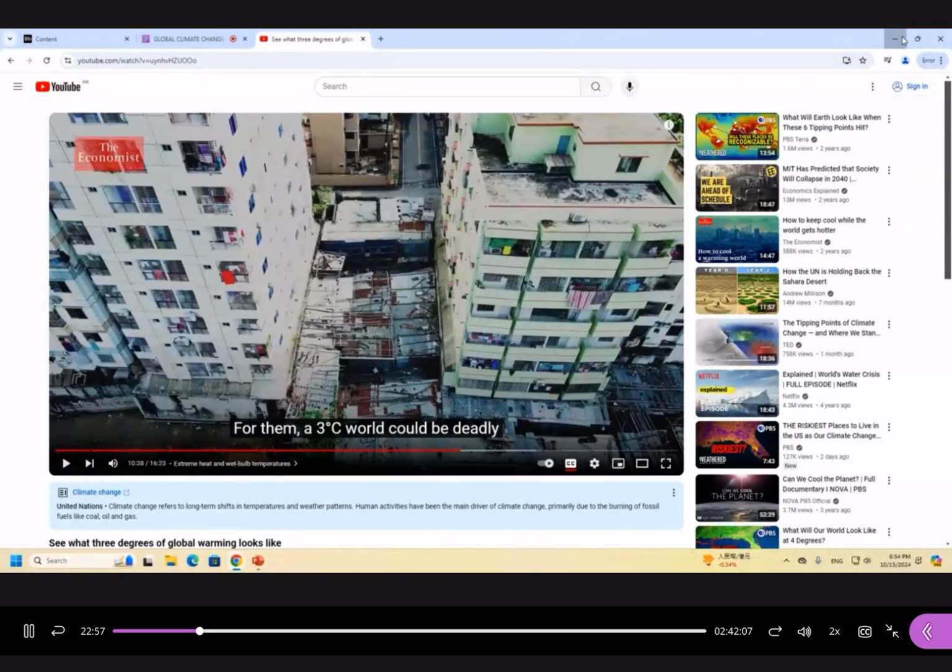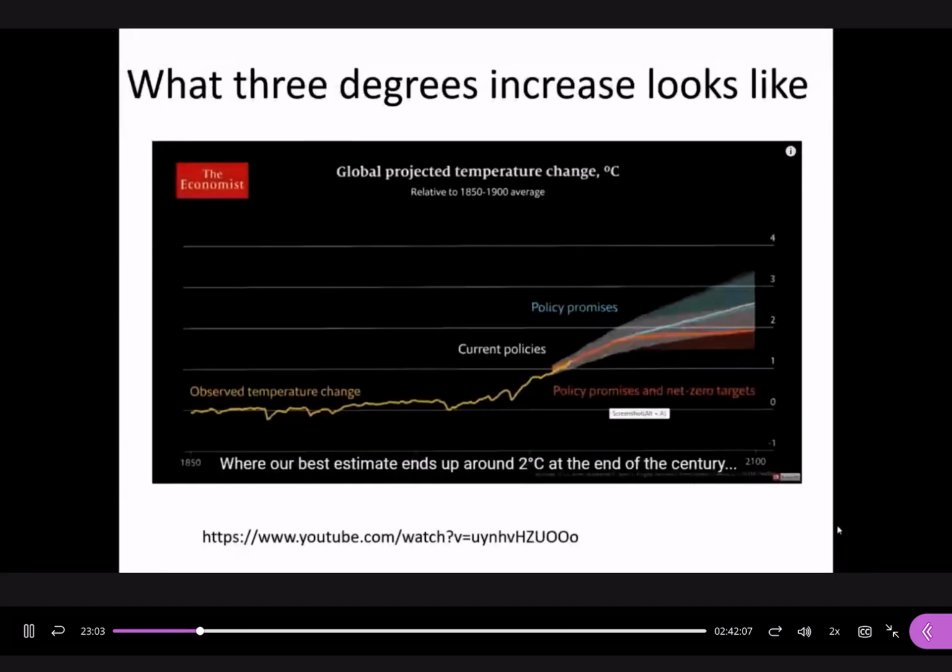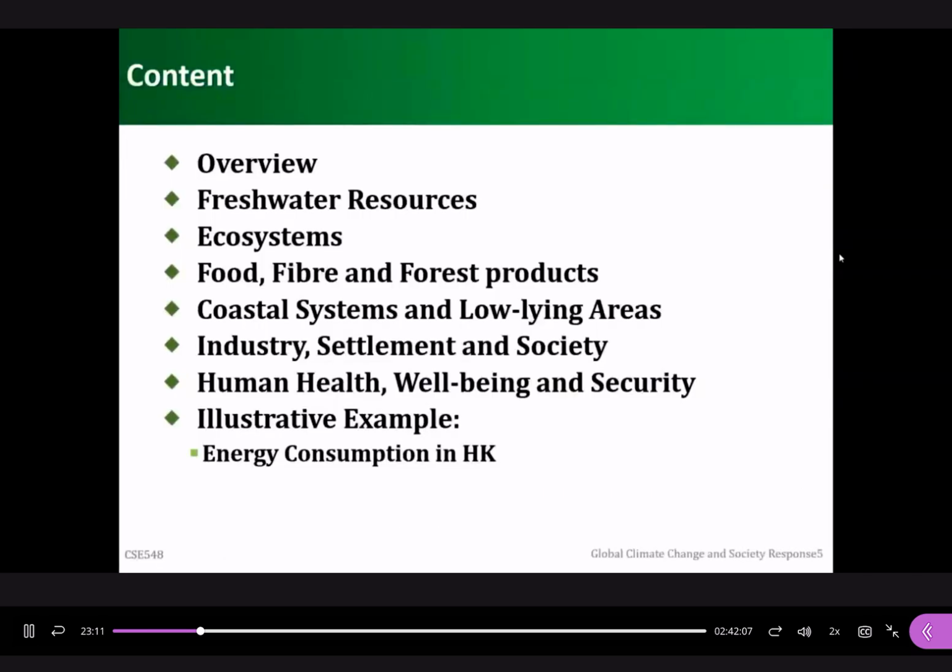Okay, let's continue. We will talk about how climate change affects our life in more detail. This is the content of this class. It's about the impacts on nature and the human system. First is the overview, and then we talk about freshwater resources, ecosystems, food, fiber, and forest products, the coastal system, low-lying areas, industry, settlement, society, and human health. Finally, we have an example of Hong Kong about energy consumption and global warming. We will talk about these parts one by one.